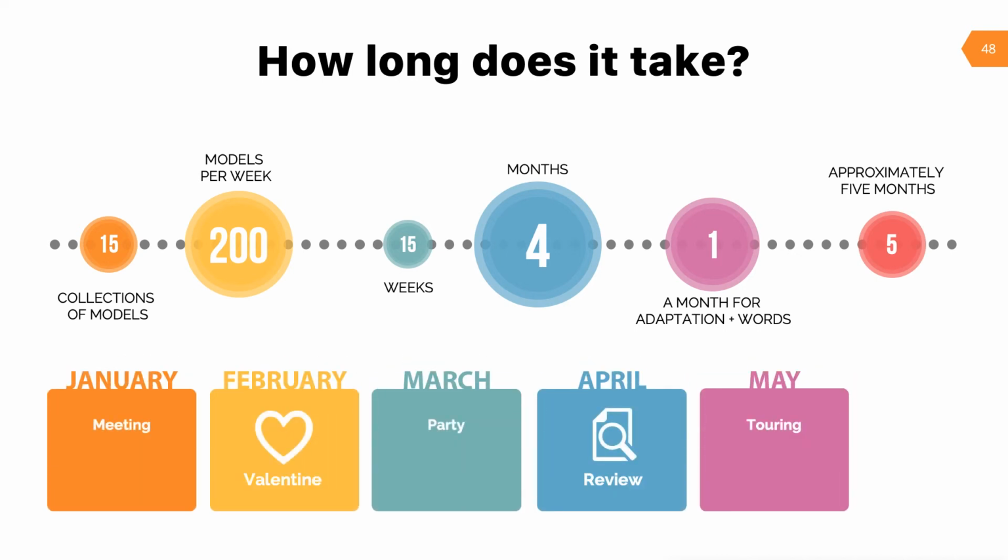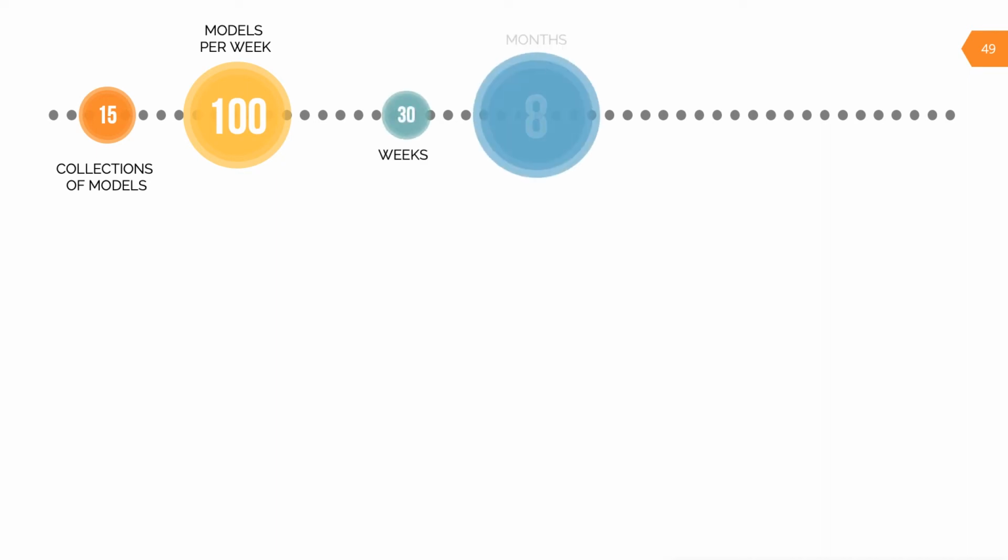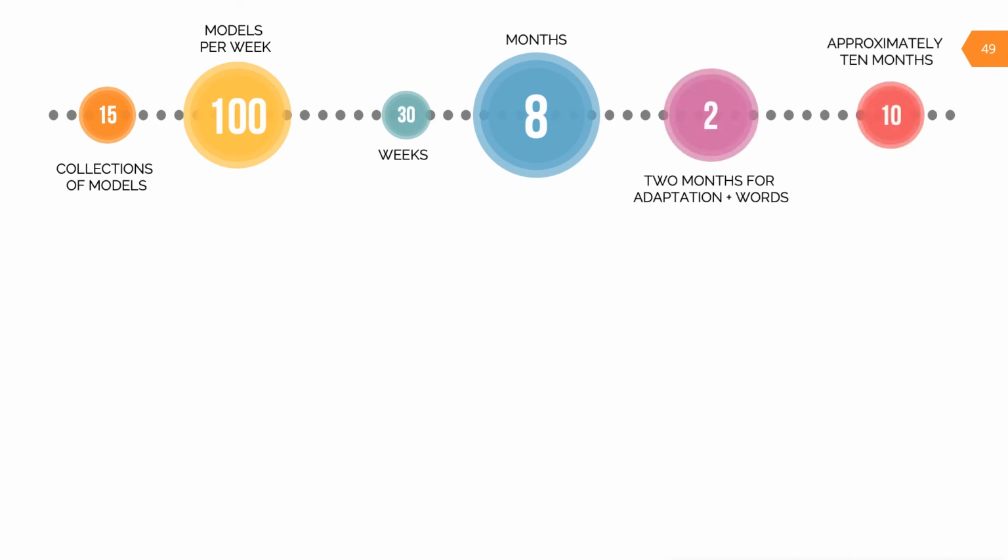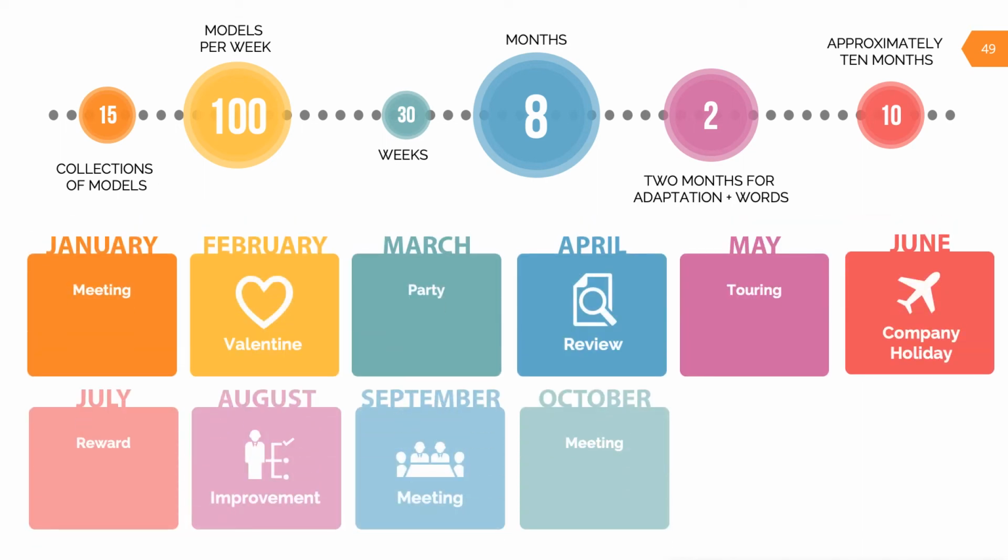Or here's a more sparing schedule, 15 collections with about 100 models per week. That's 30 weeks or 8 months, plus about 2 months extra for words. It turns out to be about 10 months. During these 10 months, you are acquiring a skill that you form as a turning point, a point of no return. You go through the stage of irreversibility, and you will not need to return to Russian in such a volume later. You will work out the skill, and you will be able to speak the language.